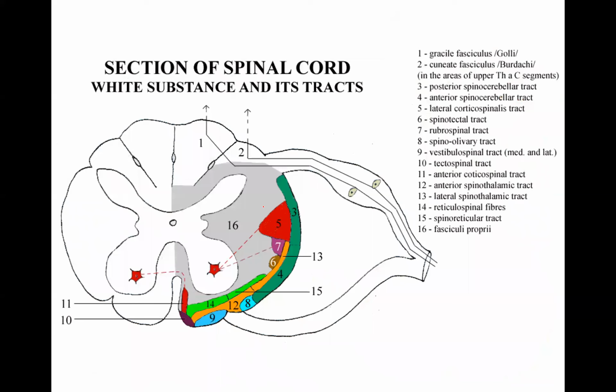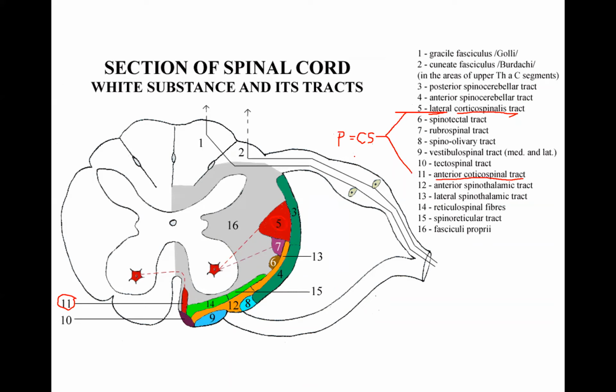So here on the section you can see, of course, we have more of them. We have number 5, which is the lateral corticospinal tract. And we have here number 11, which is the anterior corticospinal tract. These two are corticospinal fibers, and it's similar to the term pyramidal tract.